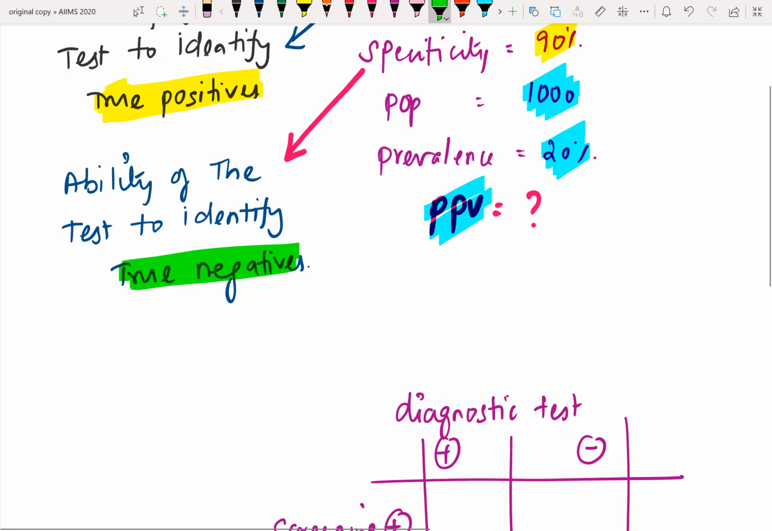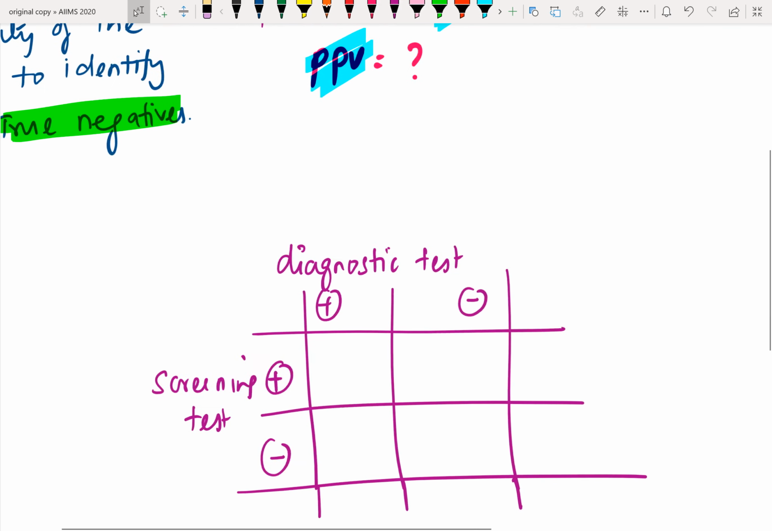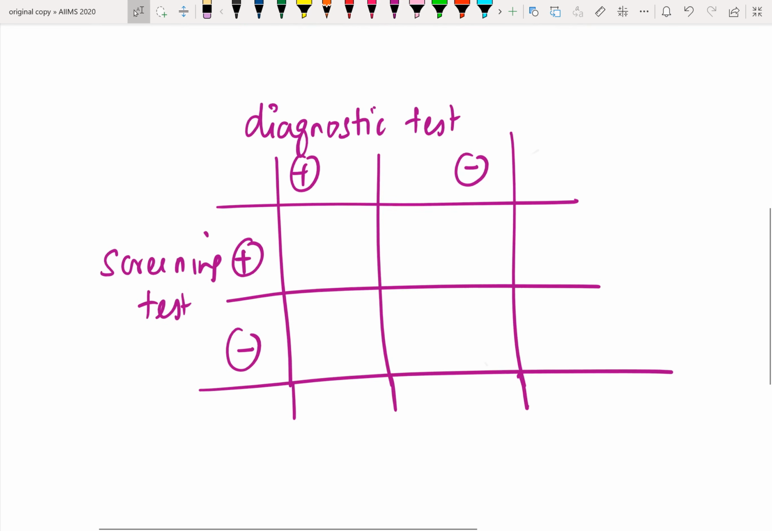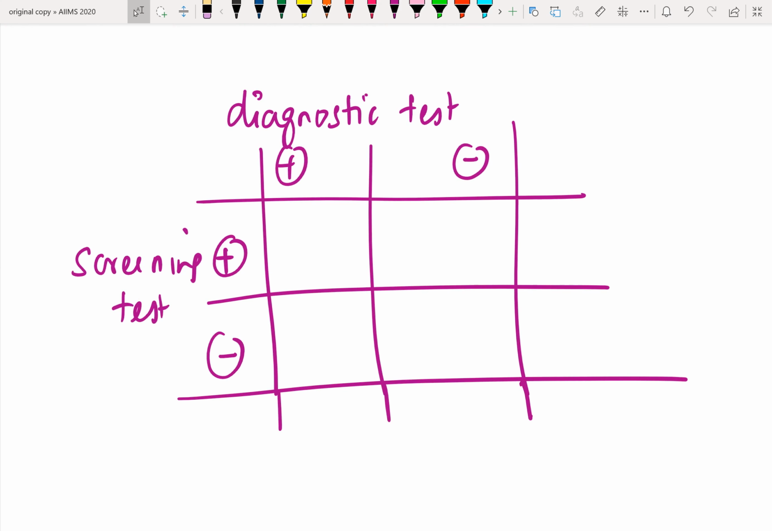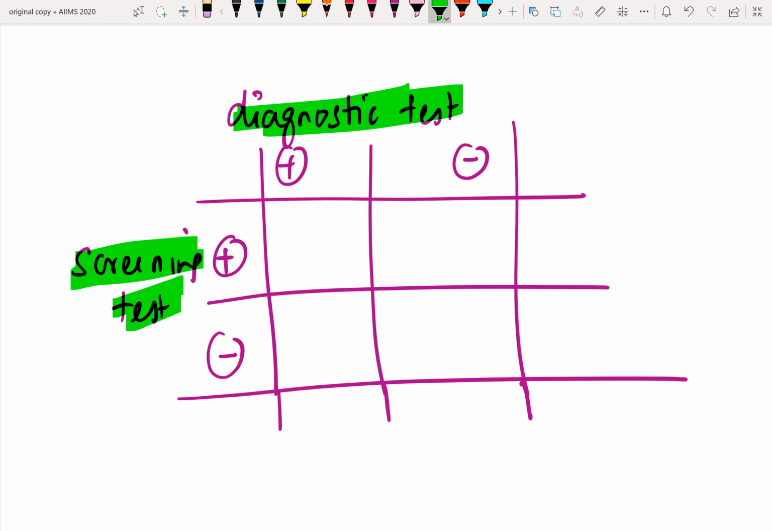So now the question we have seen. Before going into the question, we will see some basics. Always remember, we have two types of tests: one is a screening test and the other is a diagnostic test. Here we are trying to compare how good the screening test is when compared to the diagnostic test. So the screening test should always be taken on the y-axis, and the diagnostic test should always be taken on the x-axis. Are we clear?